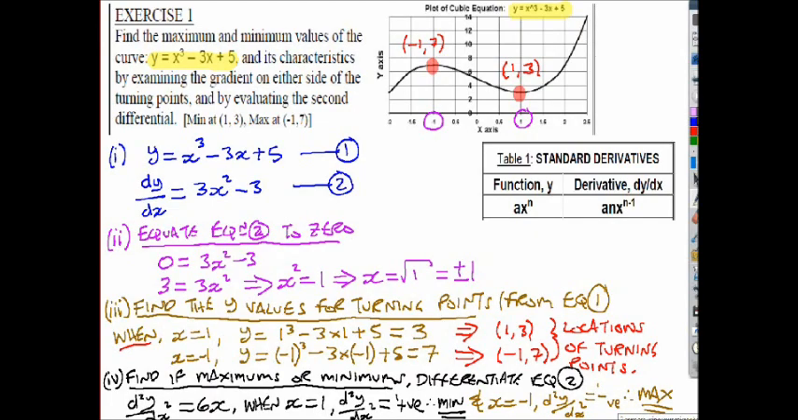Okay, and that's all I need to do with the second differential. Just find the sign of the answer. If it's a positive value, it's a minimum. If it's a negative value, it's a maximum. And that's job done. That's all we need to do. Obviously, in some questions, the context is there, so those turning points would relate to maximum velocity, maximum acceleration, whatever it might be.